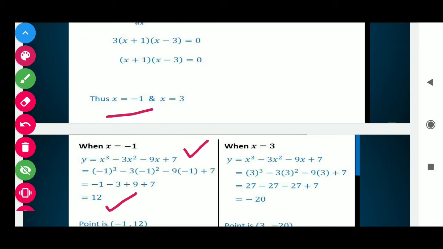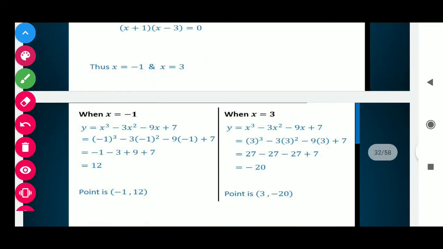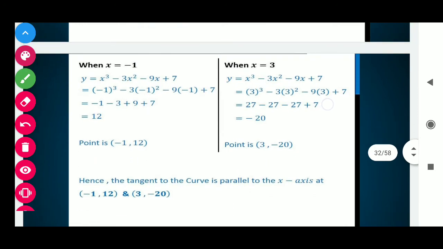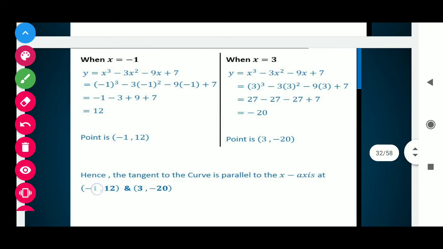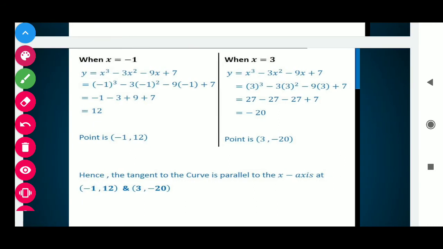Similarly, we put x equals 3 in the given curve, we get 3 cubed minus 3 times 3 squared minus 9 times 3 plus 7. In this way we get minus 20. So students, in this way we get the points. The points are minus 1, 12 and the next point is 3, minus 20. So students, hence the tangent to the curve is parallel to the x-axis at these 2 points.